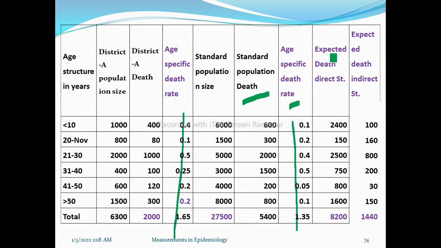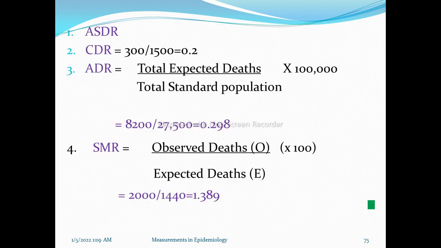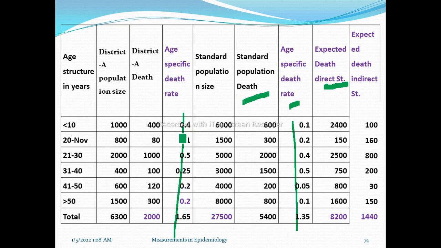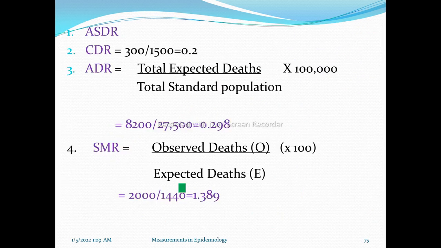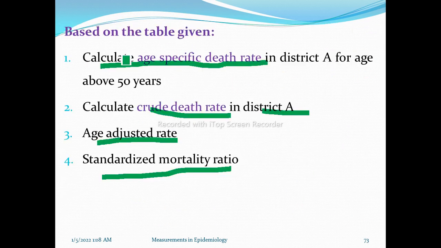Now we also calculated expected deaths for direct standardization. For indirect standardization, we also calculated expected deaths. So the age specific death rate is found by dividing this by this one. So this is the age specific death rate we have found. So this one is the crude death rate.